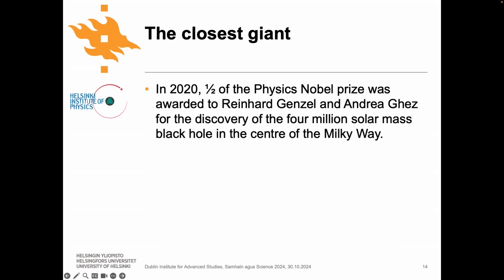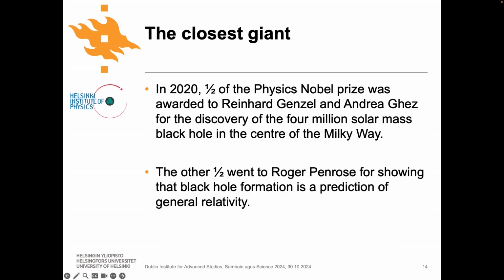These have become very prominent recently. So 4 years ago, half of the Nobel Prize in Physics was given to two teams, that of Reinhard Genzel and that of Andrea Ghez, because they had discovered, starting in the 1990s, this Milky Way central black hole, the mass of which is about 4 million solar masses. And exactly half of the prize was given to Roger Penrose for showing what I mentioned earlier, that if you just take enough mass and press it inside a radius, then you will form a black hole. He showed really mathematically rigorously that this is what happens.